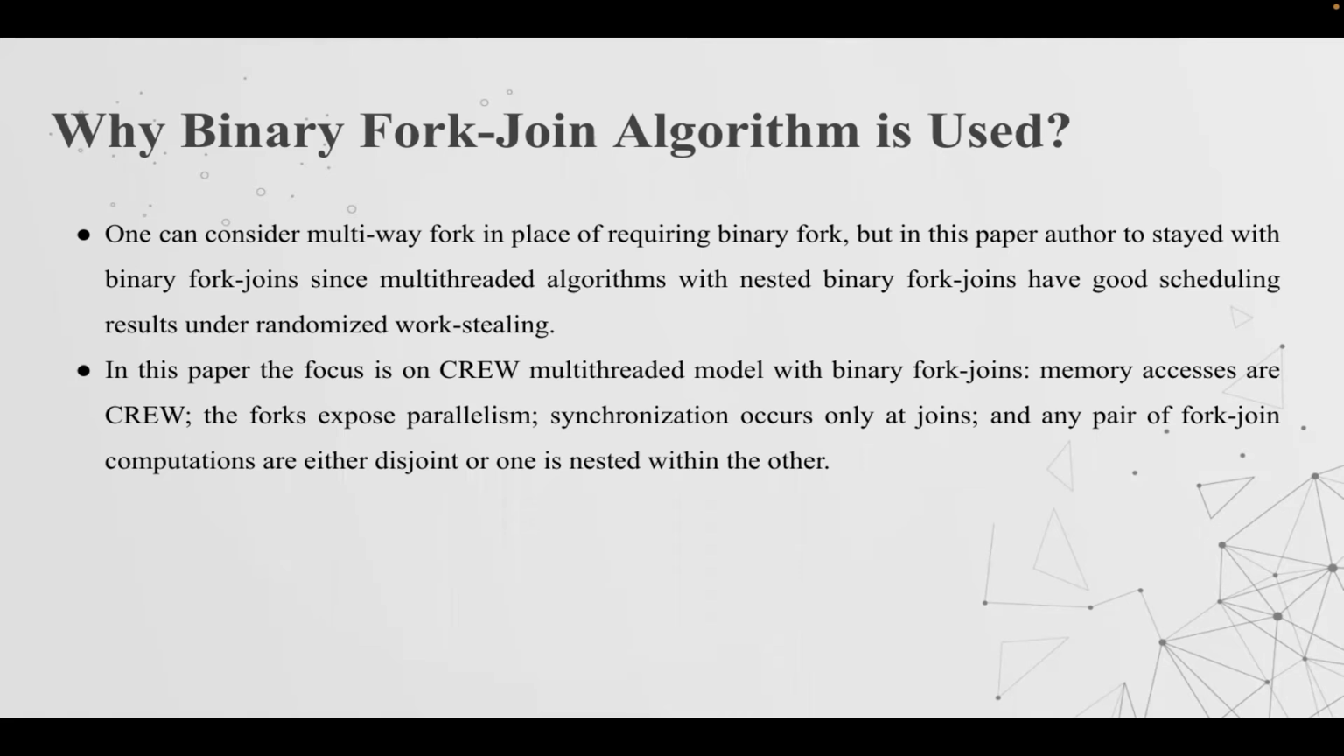The focus of this paper is on the CREW multi-threaded model with binary fork joins, where CREW is concurrent read exclusive write, where all the processors are allowed to read from the same memory location at the same time, but are not allowed to write to the same memory location at the same time. And that's the reason this algorithm is used. This also achieves the synchronizations, and any pair of fork join computations are either disjoint or one is nested within the other in this algorithm.